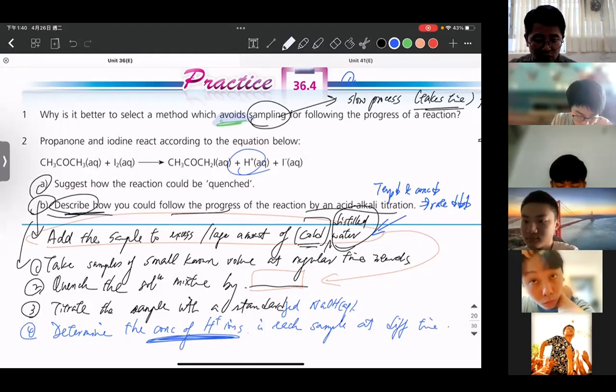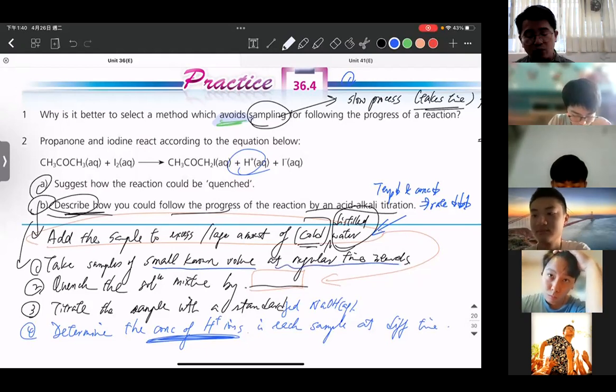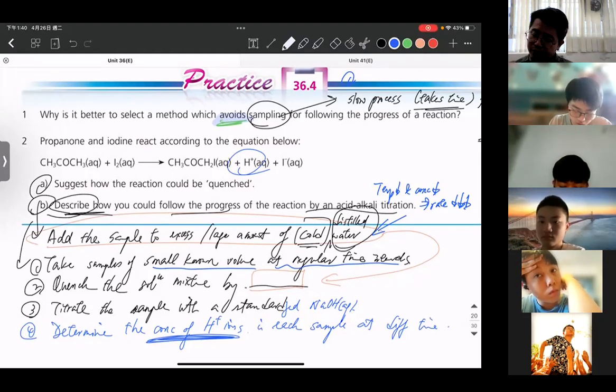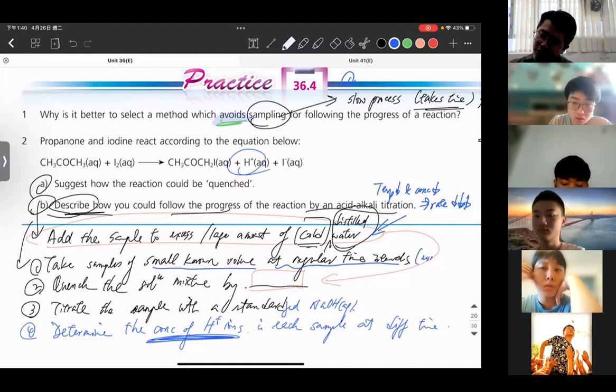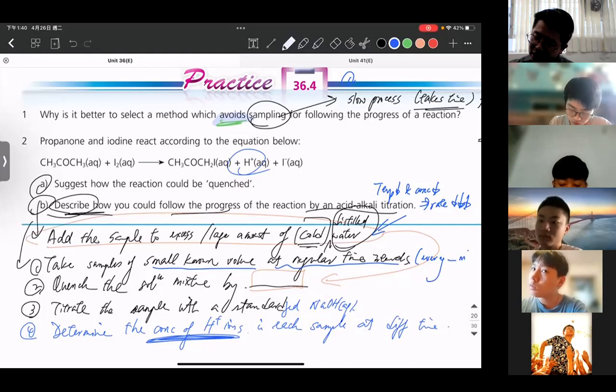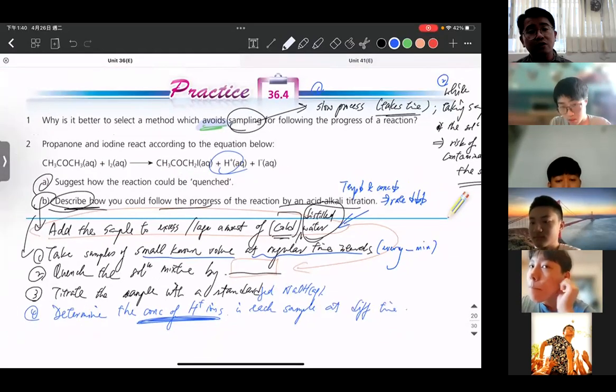So you may see the words take samples of small volume at regular time intervals. What is meant by that? What is meant by at regular time intervals? For example, every 5 minutes, every 10 minutes, every 1 minute. It depends on you, which means every certain number of minutes. It depends on how much data you're going to collect.